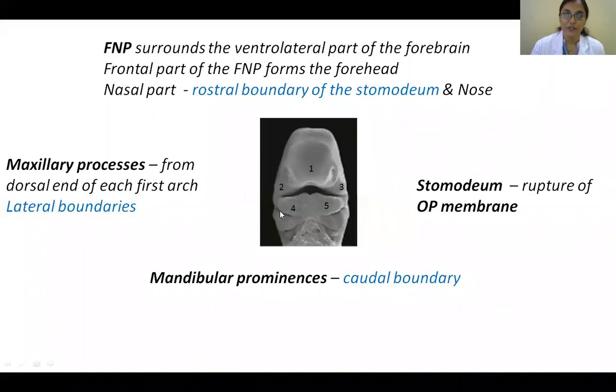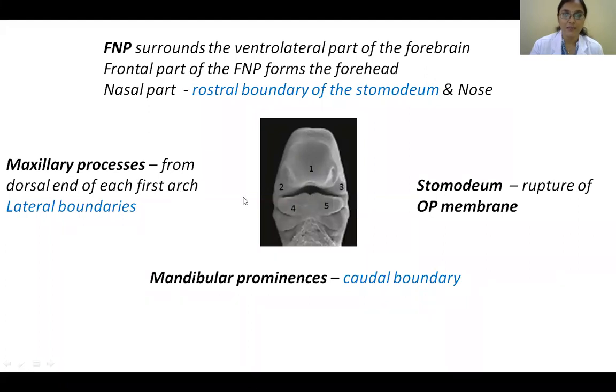You can see the development of the face with the 5 facial processes. The first one is the frontonasal process, which gives rise to your forehead. And this nasal process will be forming this entire broad part, but you don't have such a broad nose. So something is going to happen to it. That fate, we'll learn next. This broad part here, the nasal part, will form your nose. And it is also forming the cranial boundary of your stomodeum.